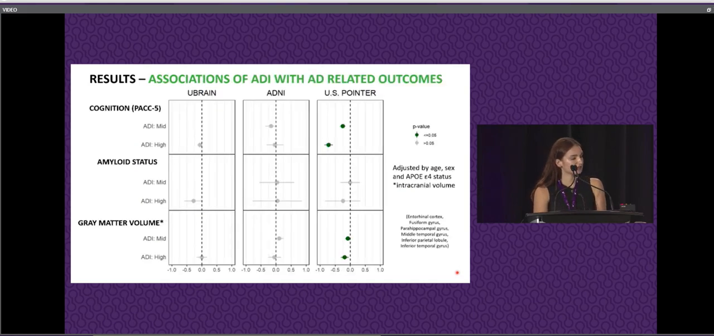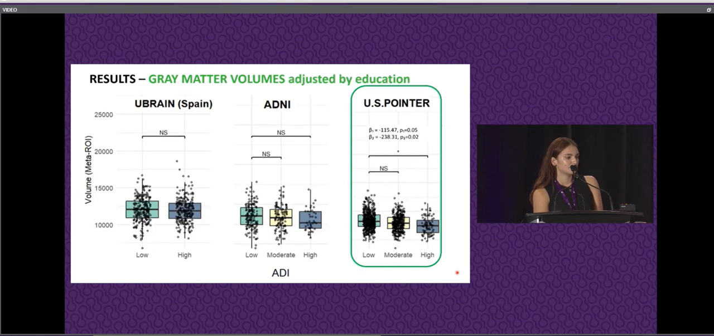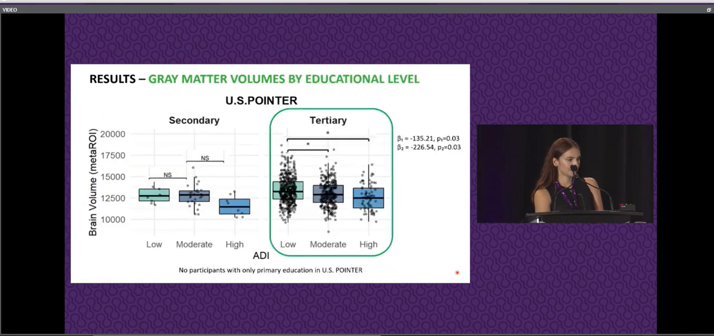And lastly, for gray matter volume, we found significant associations in US POINTER again, with participants residing in moderately and highly deprived areas showing lower gray matter volume compared to participants coming from low deprived areas. In ADNI and NEW BRAIN, there were no significant associations, and when we adjusted by education, the association in the moderate ADI level became non-significant. Then, when we stratified by educational level, we found that again, the results are driven by highly educated participants.